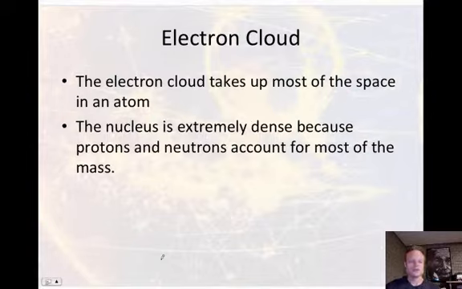The nucleus, where the proton and the neutron can be found, is extremely dense, but very small. And the reason why it's so dense is because it accounts for most of the mass. You have this tightly bound area with a bunch of mass, and then the rest of it is this electron cloud that's just orbiting around the nucleus.